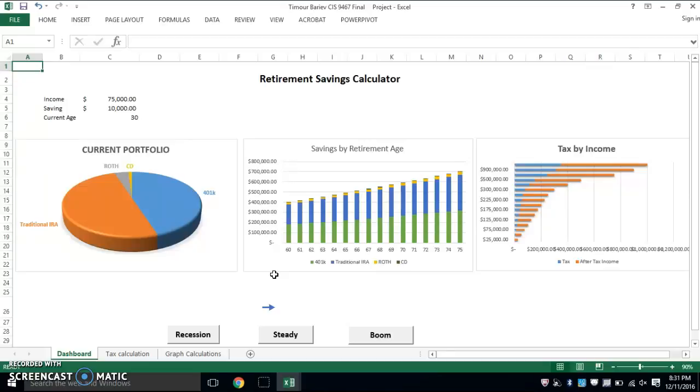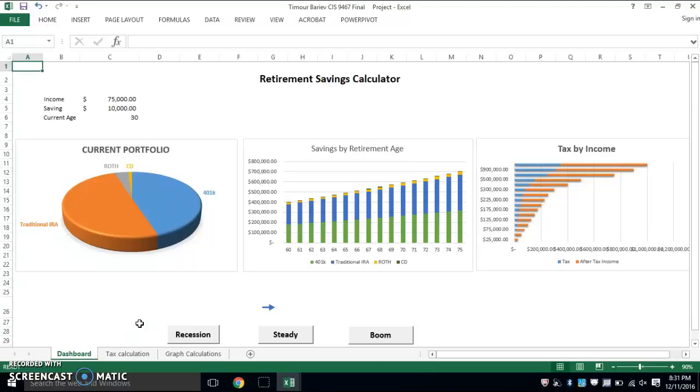These graphs and numbers show you the final value of a retirement portfolio adjusted for taxes and inflation. I used Solver to figure out the ideal contributions to 4 different accounts: 401k, traditional IRA, Roth IRA, and a money market CD. I also used Visual Basic to create buttons to simulate different economic conditions.